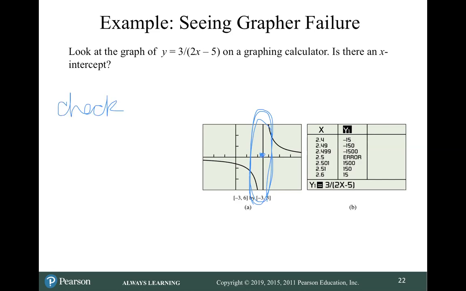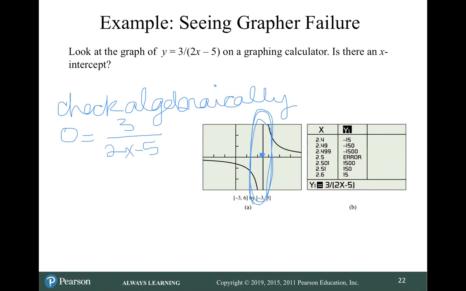Algebraically, that means 0 equals 3 divided by 2x minus 5. Well, then in order to solve this, I can multiply both sides by the denominator. So 0 times 2x minus 5 equals 3. Well, 0 times anything is 0. And does 0 equal 3? No. So that is not a 0. That is a false point. This is a false statement.